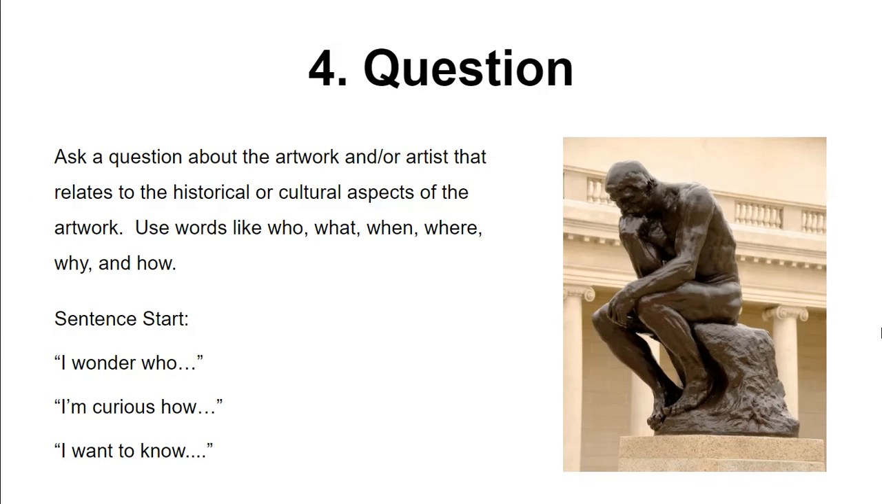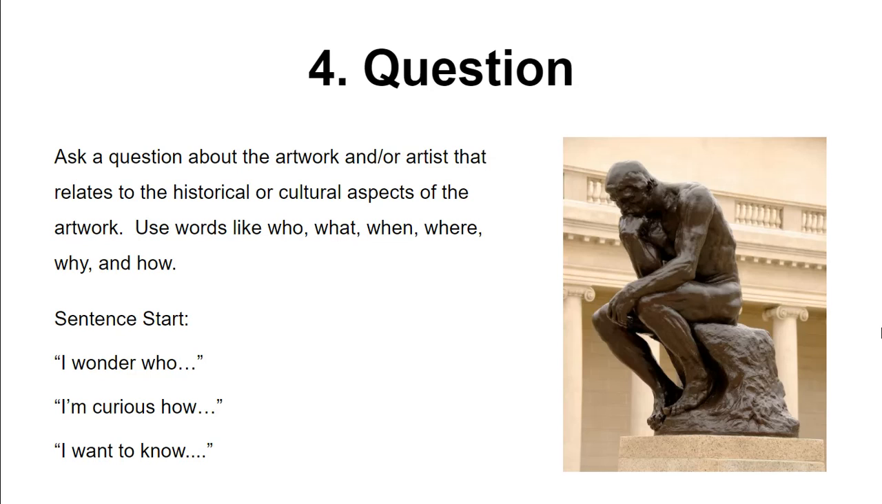And finally, question 4. Look at the artwork and ask a question about the artwork or the artist that relates to the historical or cultural aspects of the artwork. Use words like who, what, when, where, why, and how. Now, when I talk about historical or cultural aspects, essentially what I'm saying is I don't want you to ask, I wonder what the artist's favorite food is, if it has nothing to do with what you're looking at. So, sentence starters. I wonder who, I'm curious how, I want to know blank.